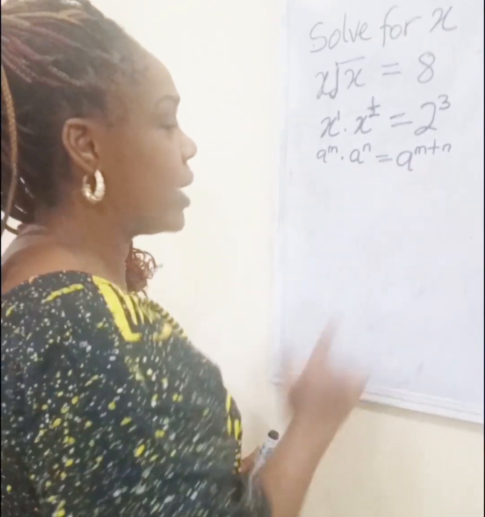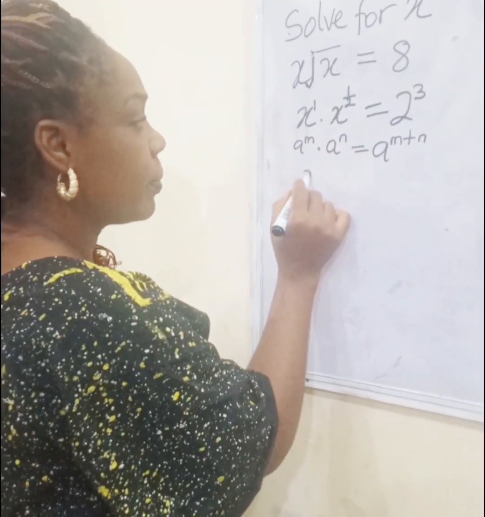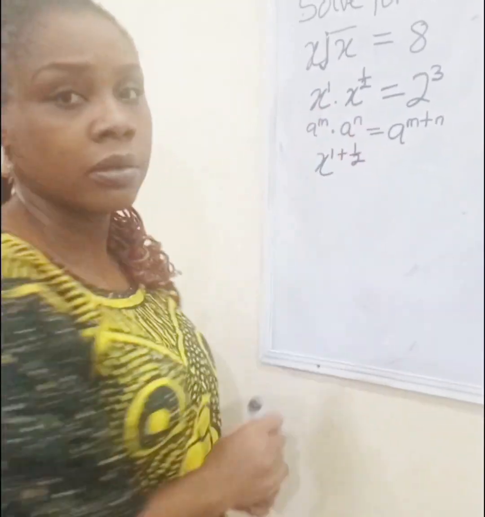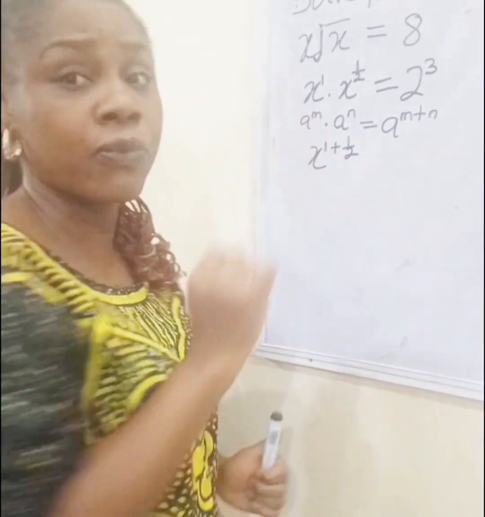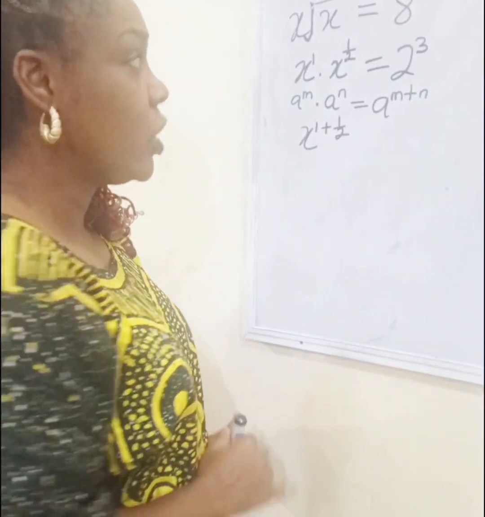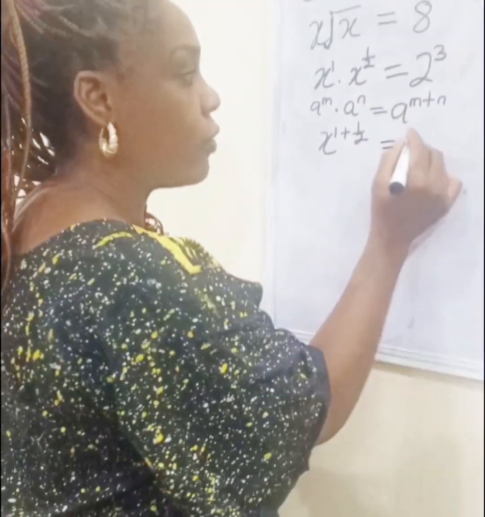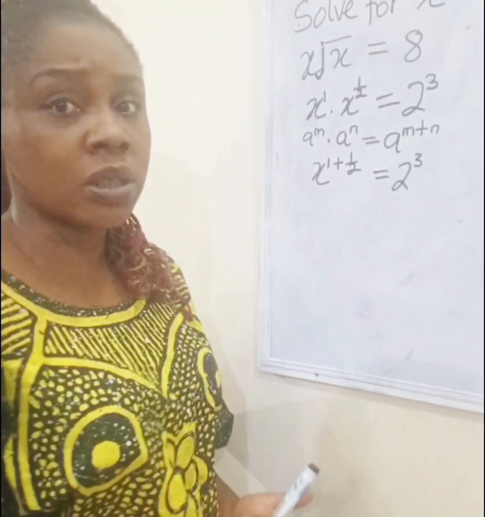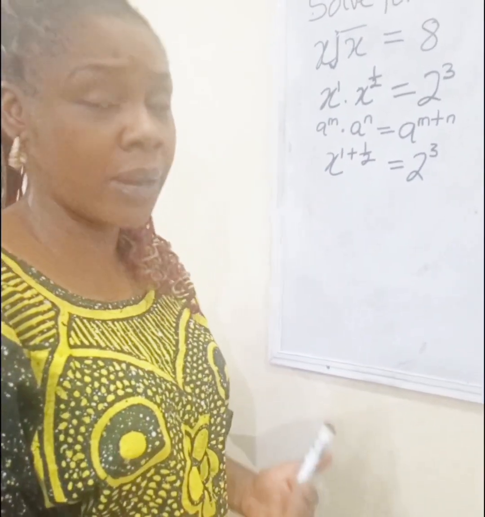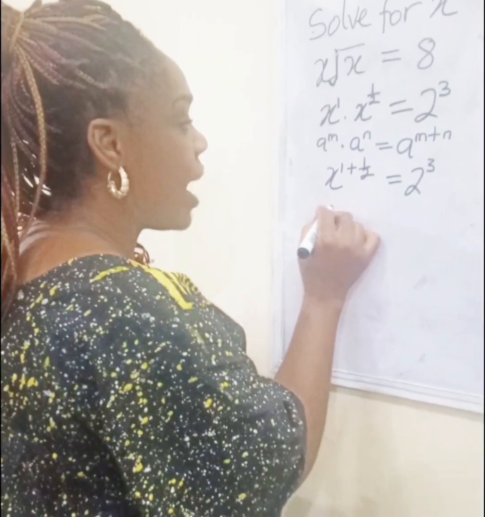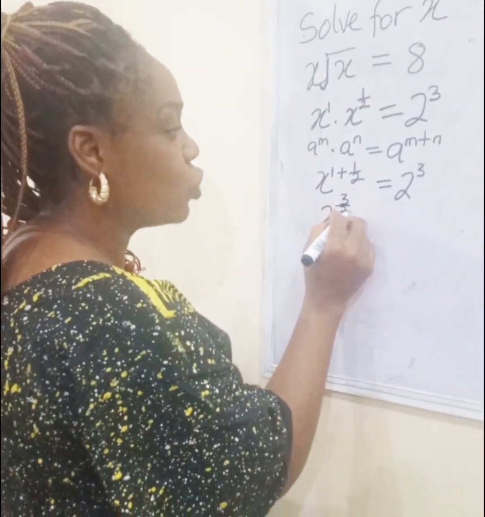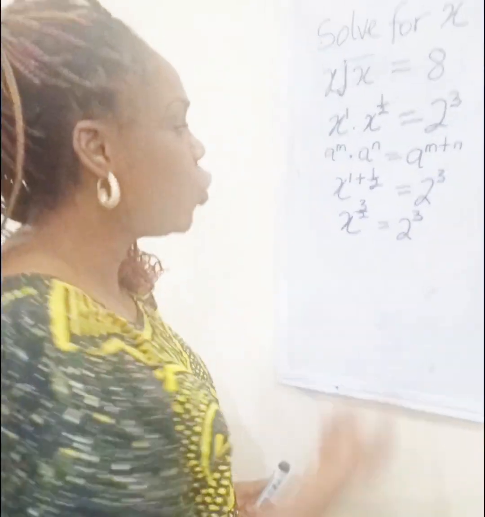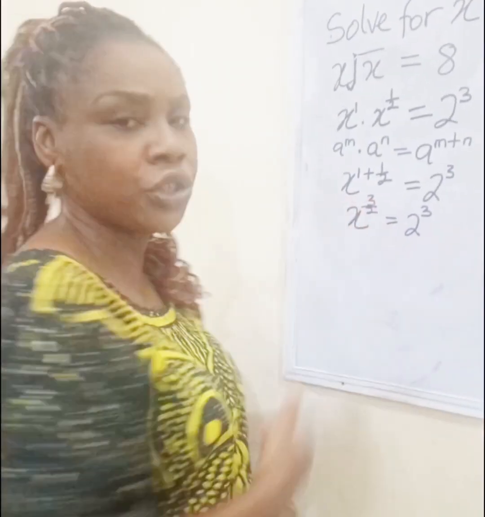So now, following this format, we are going to be rewriting this as x raised to the power of 1 plus half. Okay? x raised to the power of 1 plus half is equal to 2 raised to the power of 3. Now, 1 plus half, when you add them together, you will have 3 over 2, right? Yes. You're going to have x raised to the power of 3 over 2 is equal to 2 raised to the power of 3.